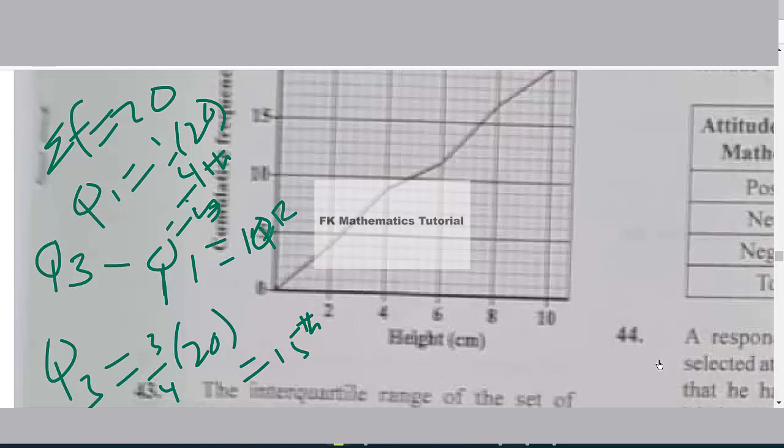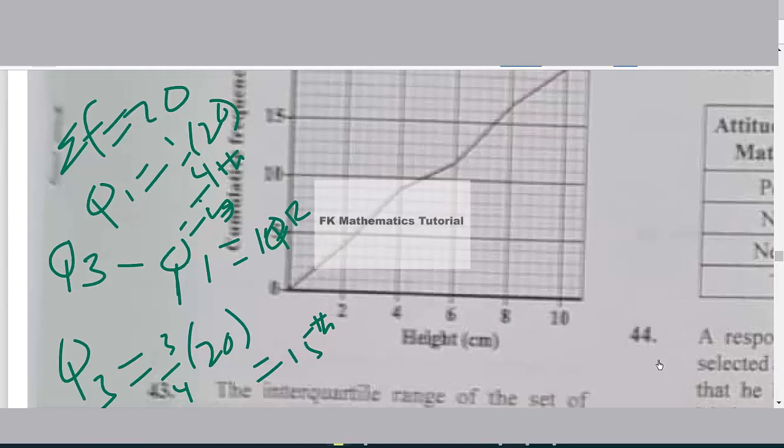So the 5th value touches here, and we drop it down here. That'll be 2.4. Because we have 5 boxes in between 2 and 4, and the difference is 2, each box is 2/5, which is equal to 0.4. So if you add one box to 2, you get 2.4.